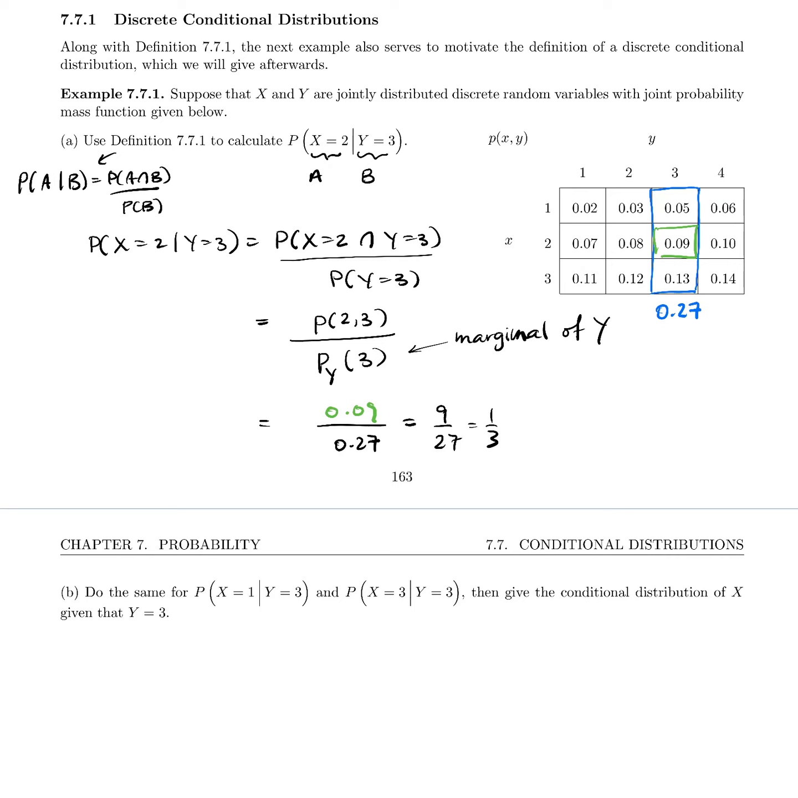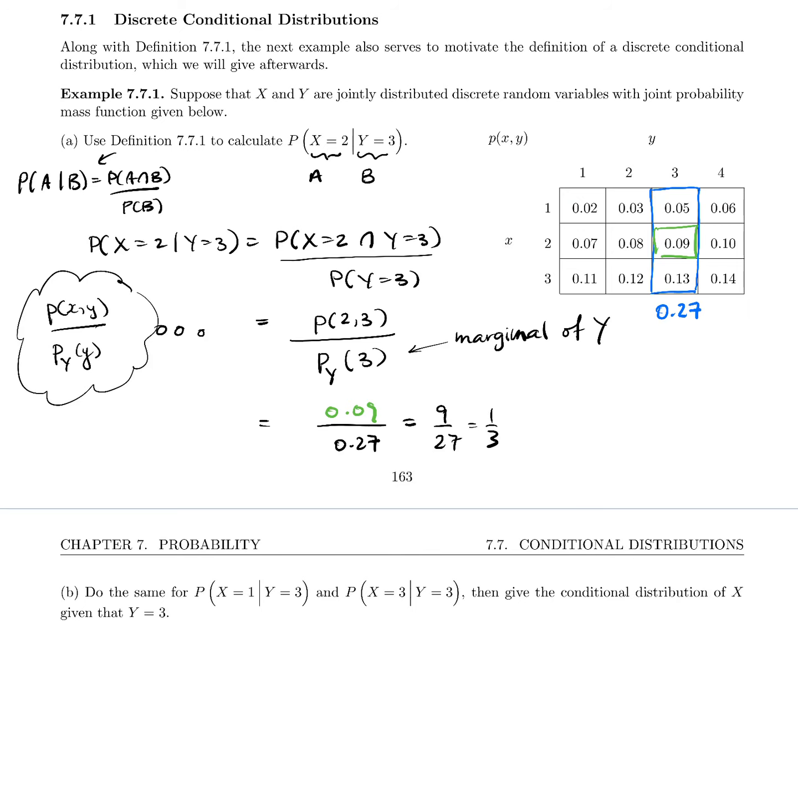Let's take a quick look at this fraction. We're using the joint mass function, p of x, y, and dividing it by the marginal function. That turns out to be exactly the definition of the conditional distribution that we're going to give right after this example.